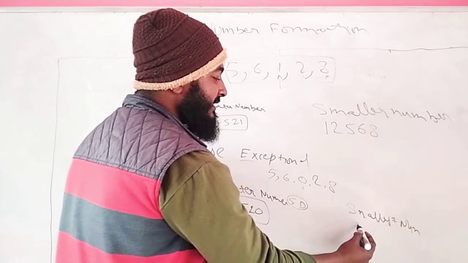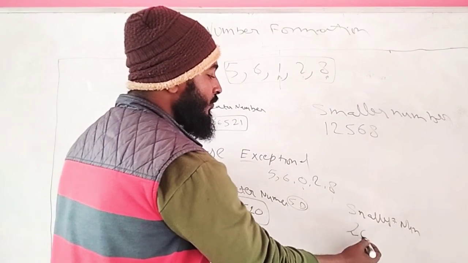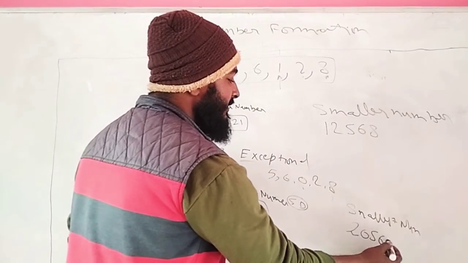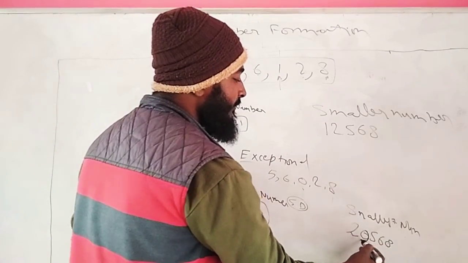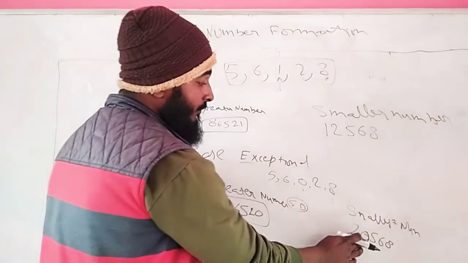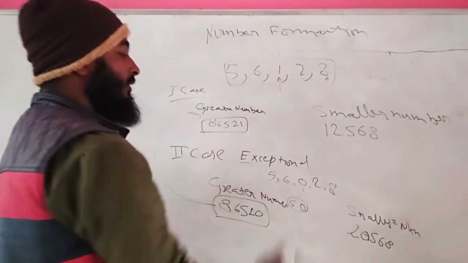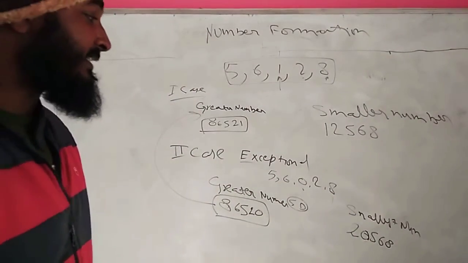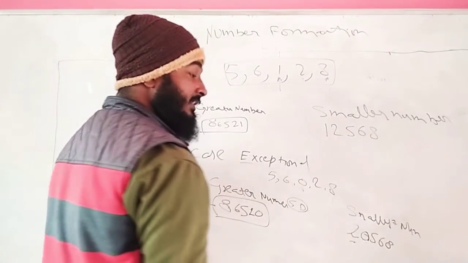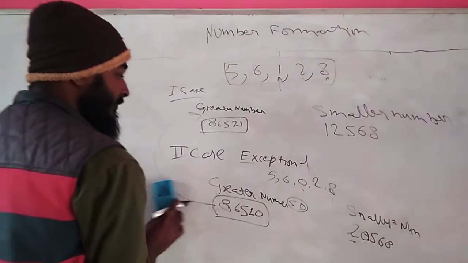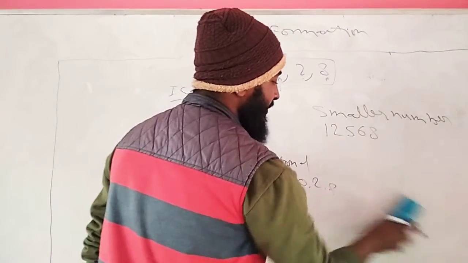So put the next number before 0. So 2, 0, 5, 6, 8. This is the smallest number from these numbers: 2, 0, 5, 6, 8. This is the exception case. Okay. Now this is the number arrangement.